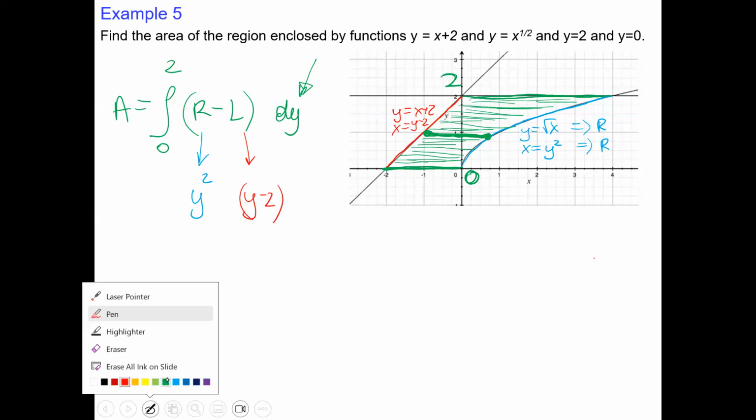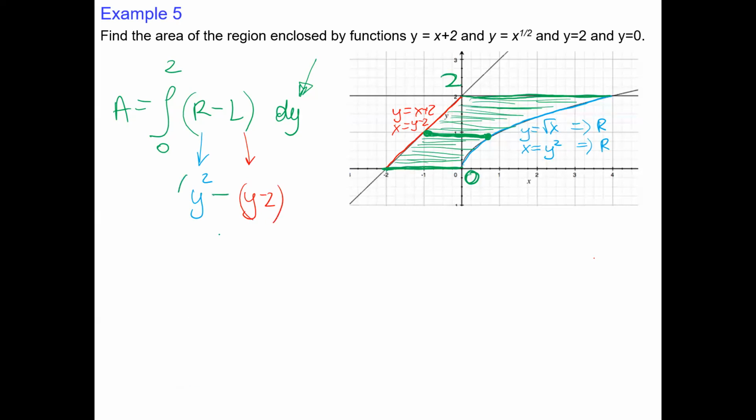Just to let you know, we may also use integration with respect to y. We can see 0 and 2 are the y values, between 0 and 2, horizontally. And the right-hand side curve, y squared, minus the left-hand side, y minus 2.